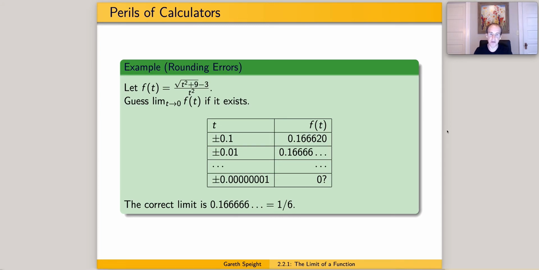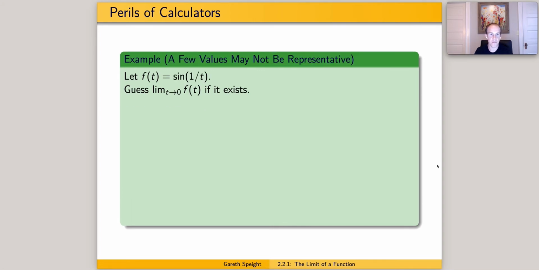So in this case, the correct limit is actually the one that we had before. It's 0.16666 recurring, so that's 1/6. And we'll see examples for doing that later. It will be rationalized in the numerator, I guess.